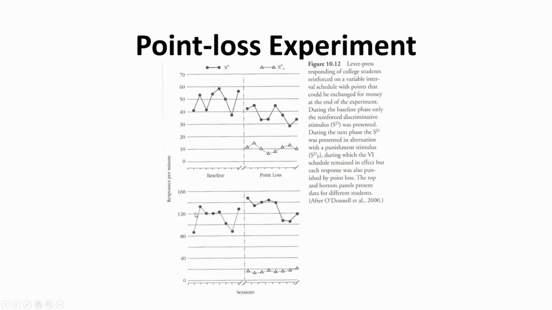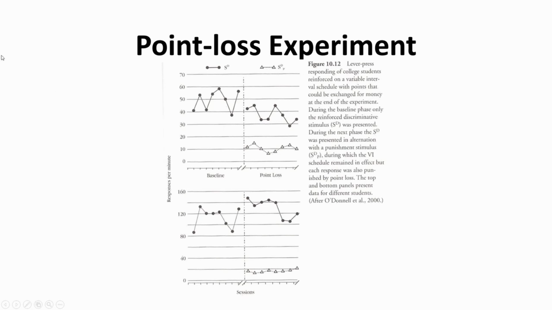So in this experiment, to set up the idea of an aversive stimulus, we first have to give these humans exposure to a system where they can earn points. So what they're using here are two different kinds of stimuli. We have a discriminative stimulus and a punishment stimulus, which is labeled as an SD with a subscript P.